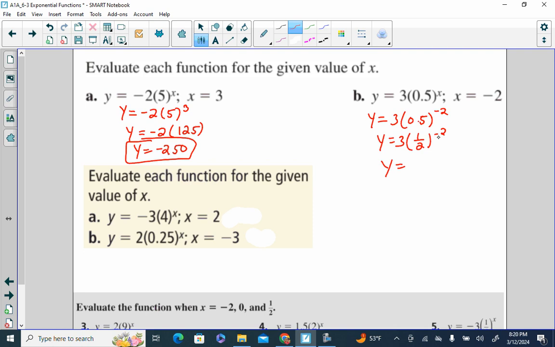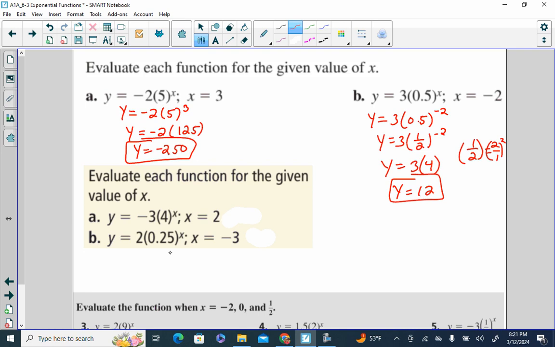So this becomes y is equal to 3 times, what is that? 4, right? Because that's 1 over 2 to the negative 2, that's the same as 2 over 1 squared, and 2 over 1 squared is 4. So that's 3 times 4, so that's going to be 12, which is different than I have in the notes. I see that, but I believe that's correct.